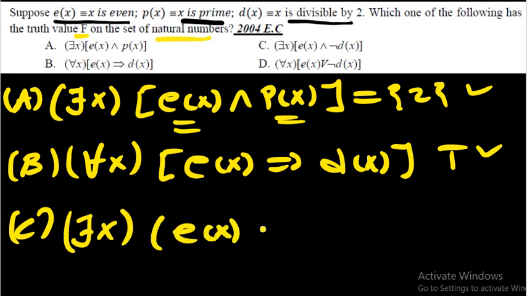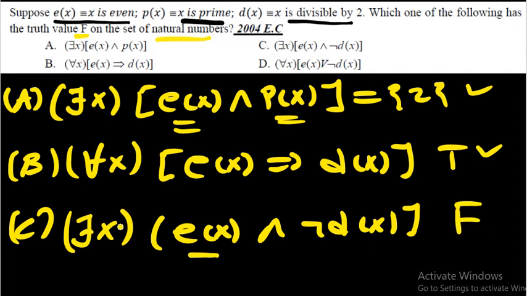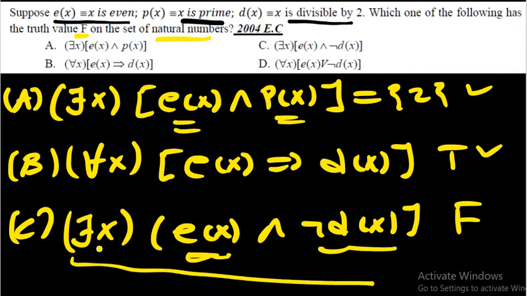E of x and negation of D of x, it says. What does this mean? There is a natural number x which is even and not a multiple of 2. This is false. There is no natural number which is even but not a multiple of 2, because negation of D means not a multiple of 2. If it is even, necessarily it has to be a multiple of 2. But when we interpret this statement, there is a natural number x which is even and not a multiple of 2. We cannot find this kind of number. So the answer will be C.